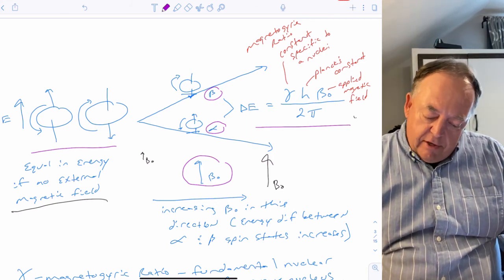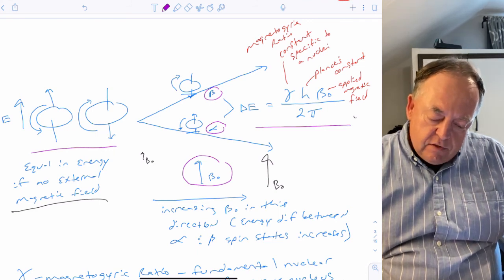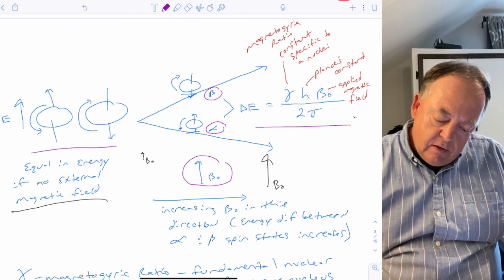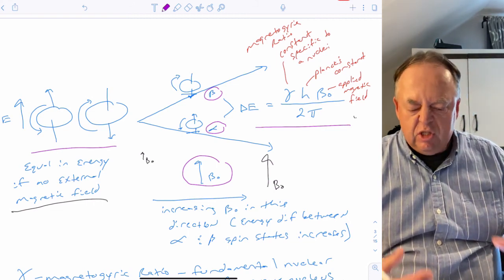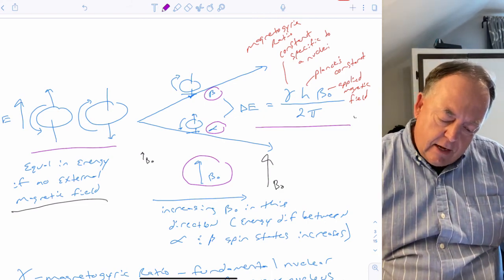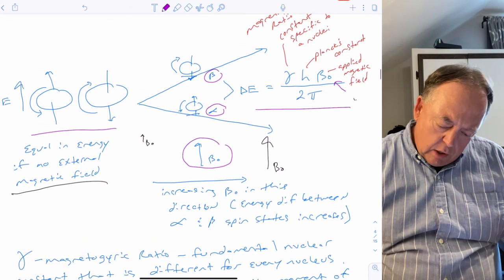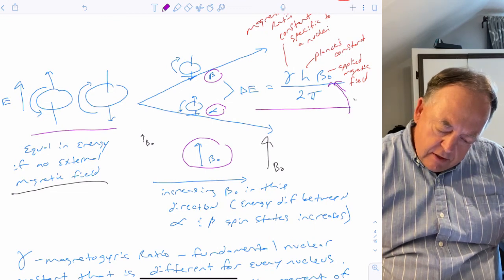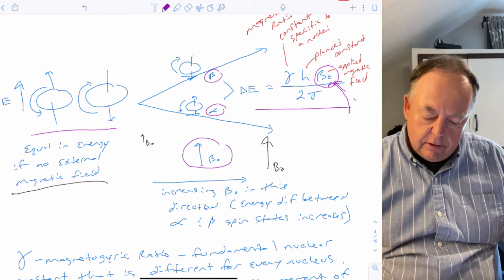You can calculate the energy difference between the alpha and the beta spin state using this equation. It's equal to this constant, gamma, which is the magnetogyric ratio, which is specific to an element, times Planck's constant times the strength of the magnetic field divided by 2 pi. Obviously as the magnetic field gets bigger, the energy difference between the nuclear spin states gets bigger.